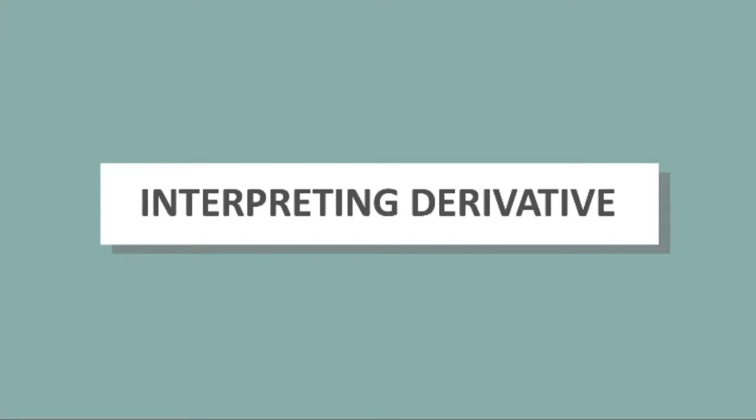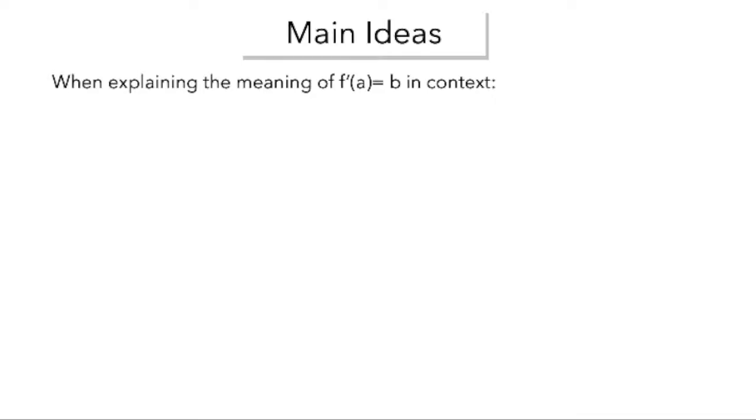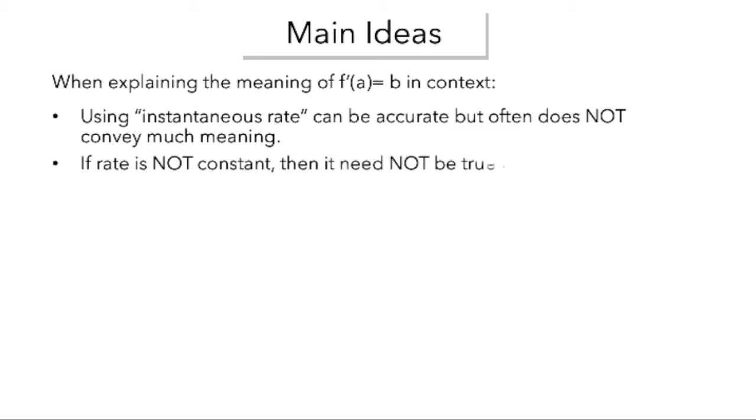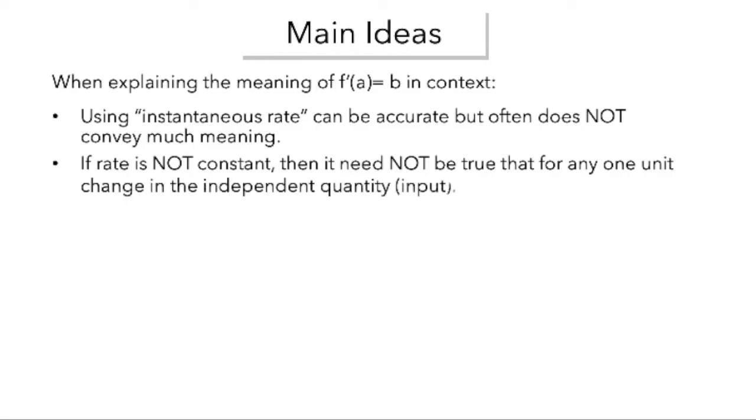In this video, I'll explain the meaning of derivative in a context. When explaining the meaning of f prime of a equals b in context, using the instantaneous rate can be accurate but often does not convey much meaning. If rate is not constant, then it need not be true that for any one unit change in the independent quantity, the dependent quantity changes by b units.